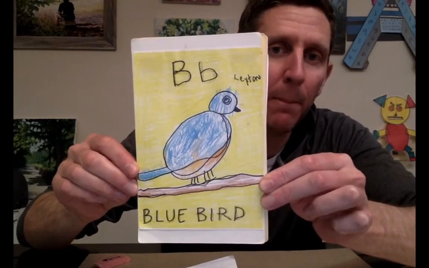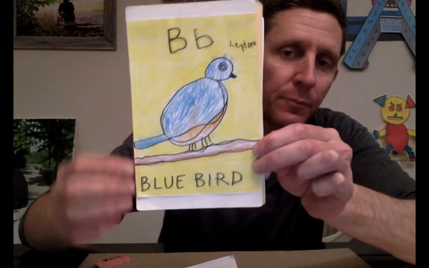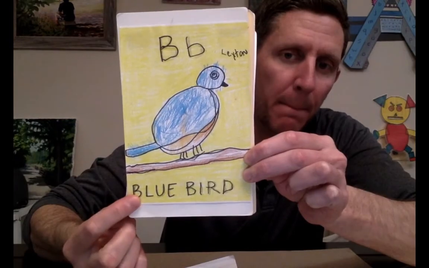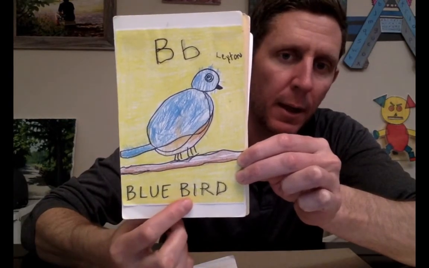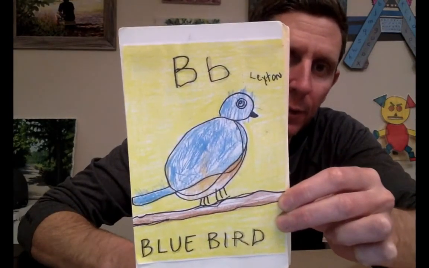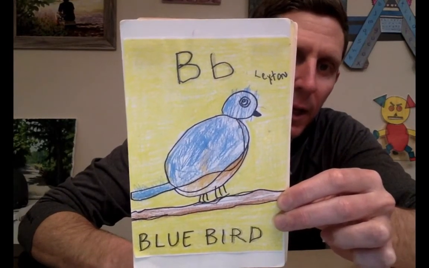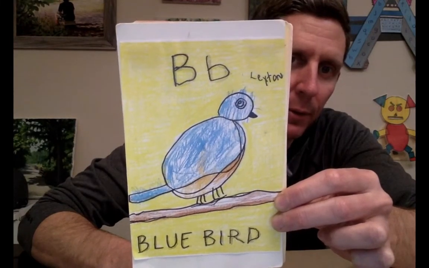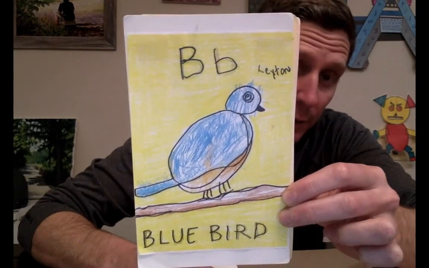You can do B, bat, or could be B, bluebird. There's actually two B's, and bluebird, that one. Leighton drew that one. We had a stuffed animal bluebird hanging on our whiteboard, looked just like this one. Nice job, Leighton.